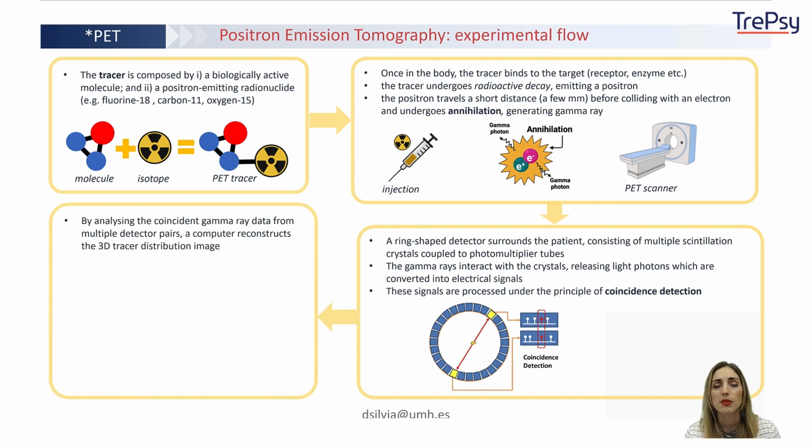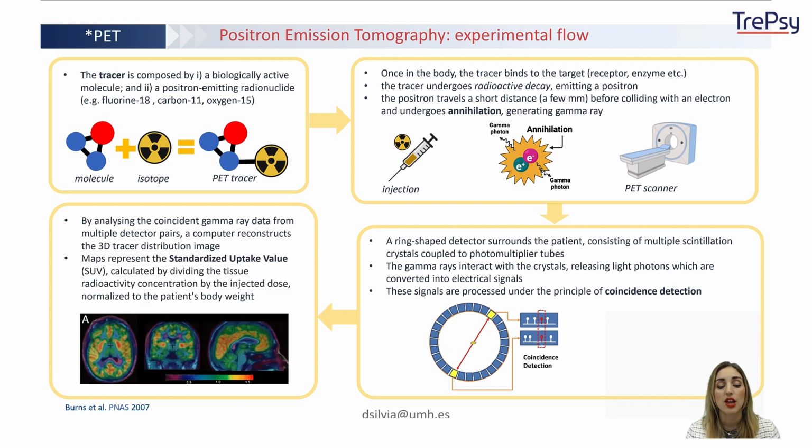But what is a PET image? The computer, by analyzing these coincident events, reconstructs a 3D tracer distribution image. Normally, the maps that are produced in a PET experiment represent the standardized uptake value, or SUV, which is calculated by dividing the tissue radioactivity concentration by the injected dose and normalized to the patient body weight. And this is an example from a paper of a few years ago with a map of the standardized uptake value, in this case for the distribution of cannabinoid receptor 1.